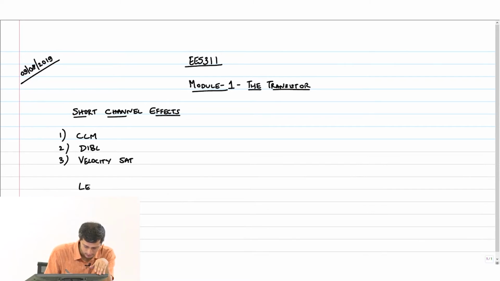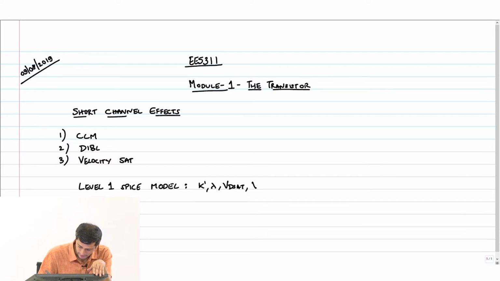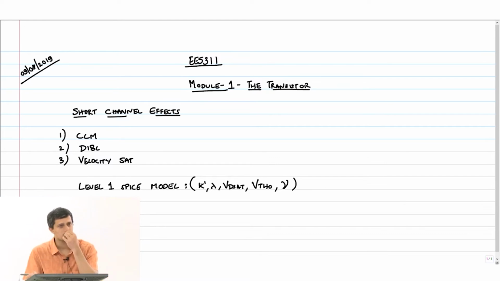The level 1 SPICE model is characterized by K prime, lambda, then VDsat, then VTH naught and gamma. These 5 parameters uniquely characterize the transistor in a particular technology, okay.